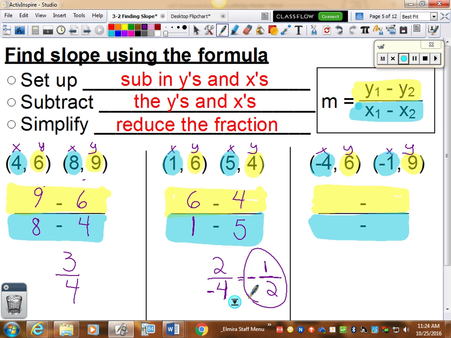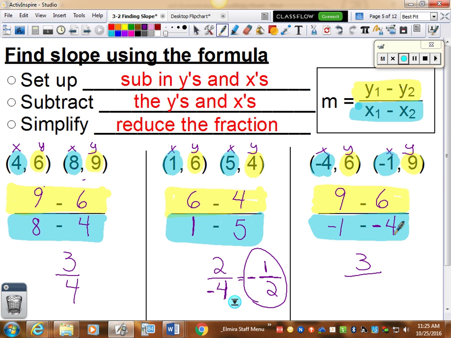Okay, last one. I can do 6 take away 9, or I can do 9 take away 6. So I'm going to choose 9 take away 6 to get 3 on top. But now I'm locked in. If I picked 9 first on the top, I have to choose negative 1 first on the bottom. And if I picked 6 second, I have to have negative 4 second.